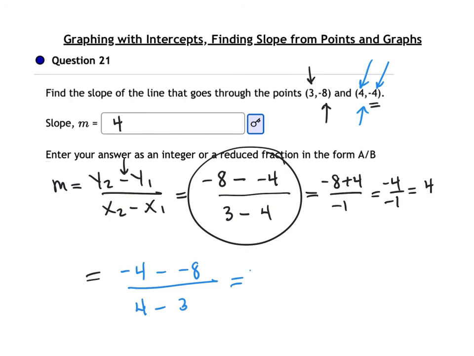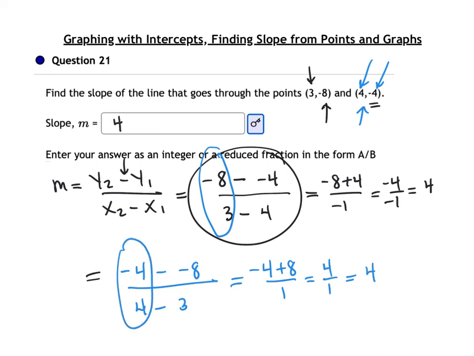-4 minus -8 is -4 plus 8. 4 minus 3 is 1. This ends up being 4 over 1. Notice you still get 4. You get the same answer. What's important is that you start with the same point above and below.